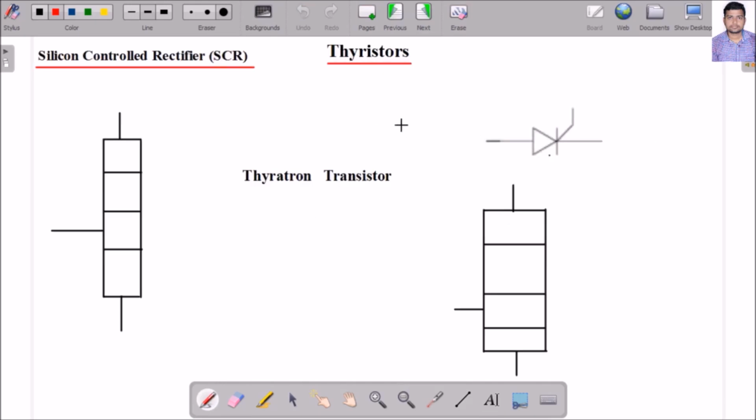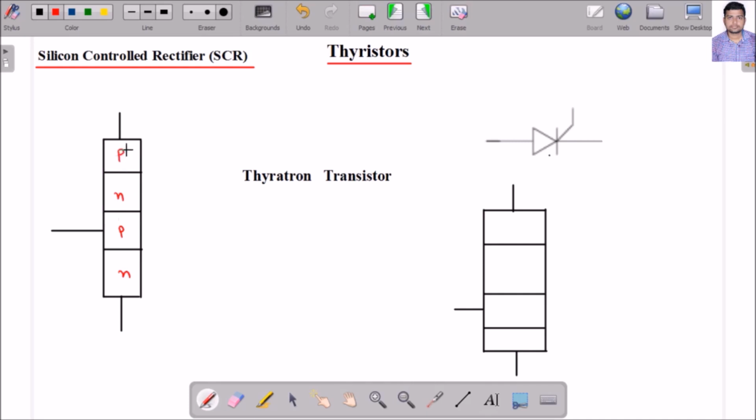Next we'll discuss the thyristor. What is a thyristor? Basically a thyristor has 4 layers: 1, 2, 3, 4, that is, alternate layers of P, N, P, N. So a thyristor is a 4 layer device.